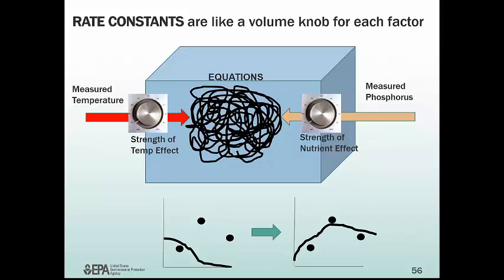In a sense, we're tuning the model to bring it closer to the reality that we see in the measurements. Now, there are literature ranges for these rate constants. We can't just turn the knob as much as we want. We have to be within the range of literature rates that other folks have found to be reasonable for each of those rate constants.